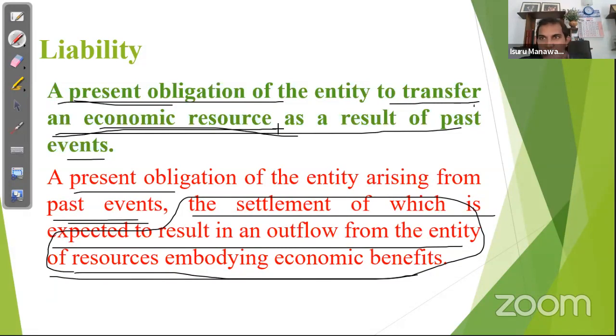Simple, but more or less the same thing explained in simple words, because they have used two words, economic resource. When we explained asset, you also saw these two words, economic resource, right? Again, I'm repeating the same thing. Don't memorize the definitions. Try to understand the importance of these words inside the definition. Okay, right. Now I'm going to explain.